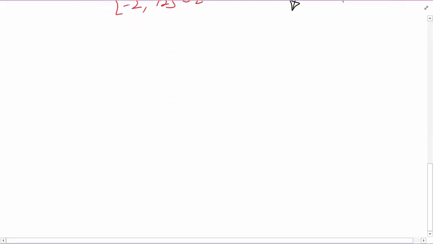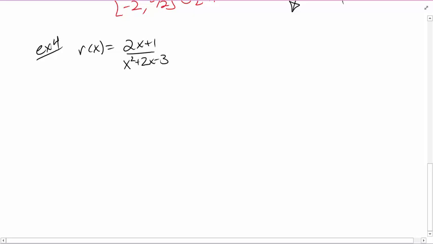The final function that we're going to look at today is a rational function. So example 4, we'll call this r of x. r of x equals 2x plus 1 in the numerator, and it equals x squared plus 2x minus 3 in the denominator. The question I'm going to ask is solve for r of x less than or equal to 0. I would like to factor anything that's factorable here, which is the denominator: x plus 3, x minus 1.